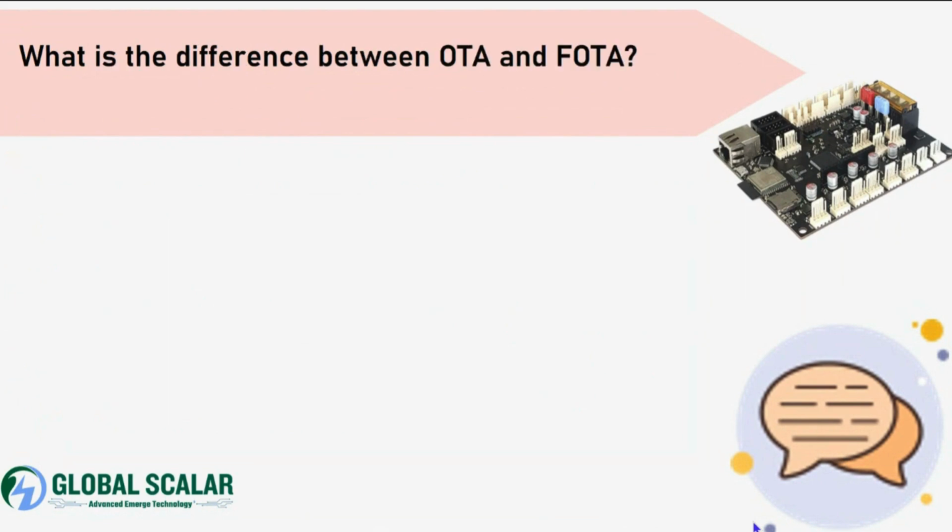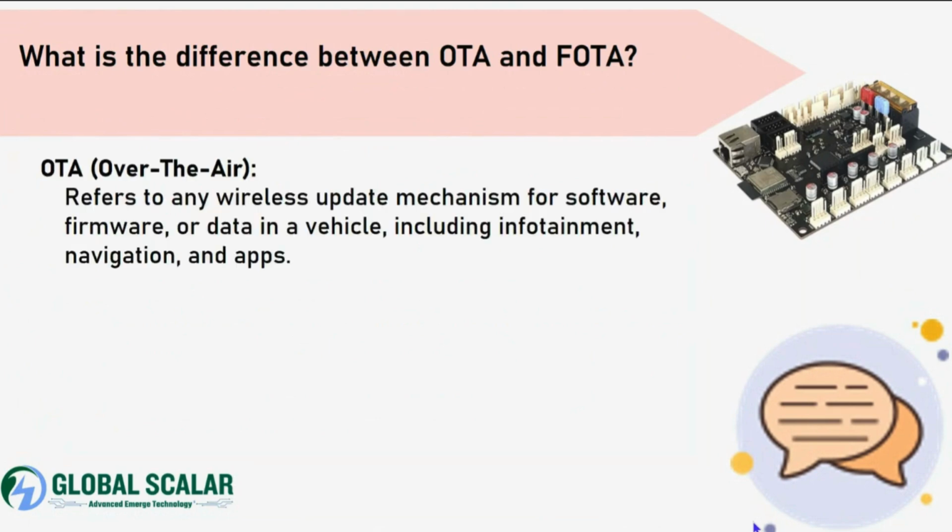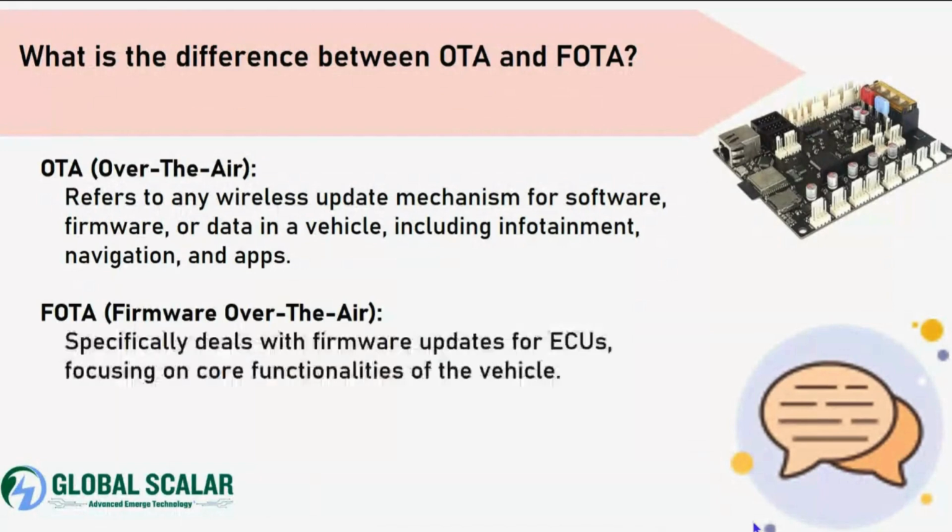What is the difference between OTA and FOTA? OTA is over the air. It refers to any wireless update mechanism for software or firmware data in a vehicle. It includes infotainment, navigation or apps. FOTA is firmware over the air, which specifically deals with firmware updates for the ECU, focusing on the core functionalities of the vehicle.